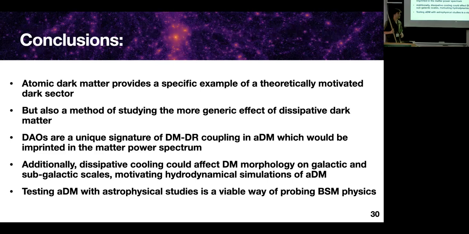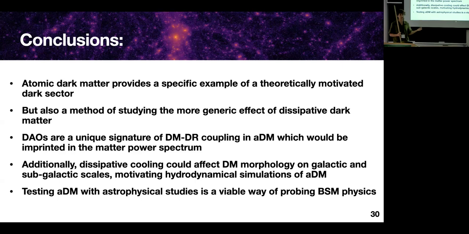So to conclude, I just want to emphasize that atomic dark matter provides a specific example of a theoretically motivated dark sector, but is also more generic and allows us to study the effects of dissipative dynamics. The two main features, as I said, are on the cosmology side, we've got DAOs, which are uniquely due to the dark matter radiation coupling. And then on the astrophysical side, we've got these dissipative cooling dynamics that are really important for galactic morphology and subgalactic scales, motivating further studies into hydrodynamical simulations of ADM.